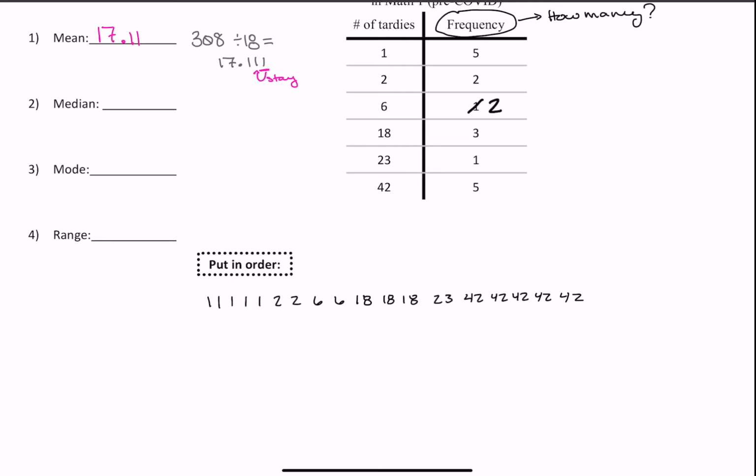Okay, now we're going to find the median. Now, we know there is an even number of numbers, okay? So that means the middle is going to be the halfway point. So half of 18 is 9. So let's count that up. Let's count 9 numbers. So we got 1, 2, 3, 4, 5, 6, 7, 8, 9. Okay. So that means my halfway point is right in the middle of 6 and 18.